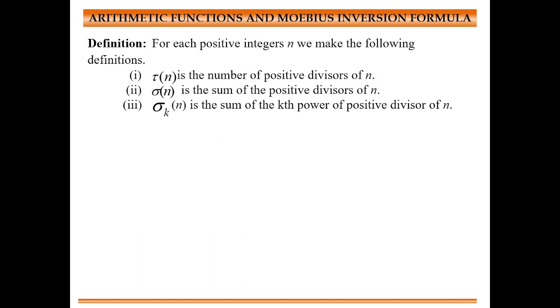Let's define the arithmetic functions tau of n and sigma of n. For each positive integer n, we make the following definitions. Tau of n is the number of positive divisors of n. Sigma n is the sum of the positive divisors of n. Sigma k of n is the sum of the kth power of positive divisors of n.